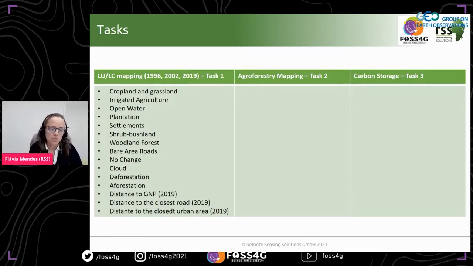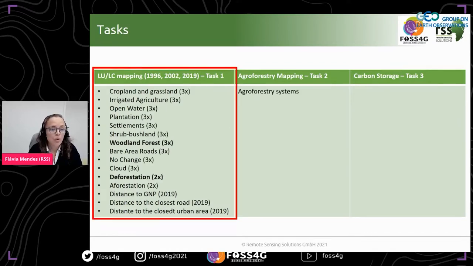And also distance to the closest road. We know that the Amazon in Brazil is the biggest example where we can really see this. They call it, I think, the fishbone, where you can really see a road and then you see the deforestation going in a vertical way, and it's very clear that the road plays a big role in this, and also the urban areas. And the second task, as I said, is the agroforest system. But today we're going to focus more on the land use change, mostly woodland forests and deforestation.